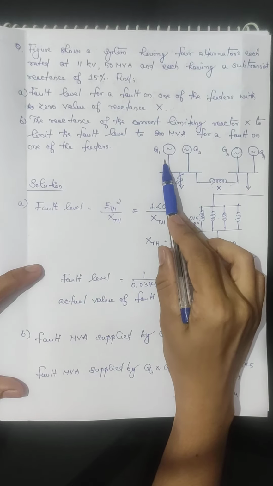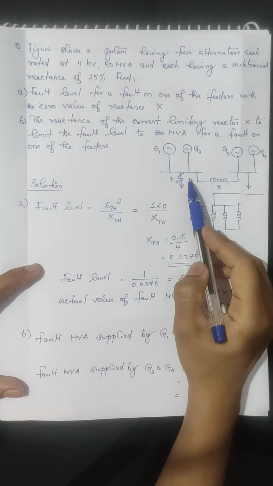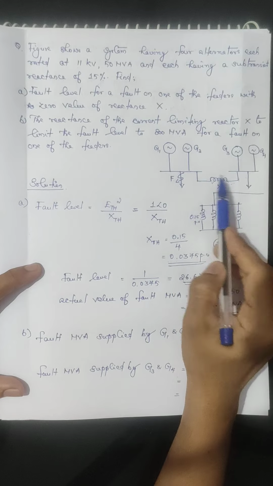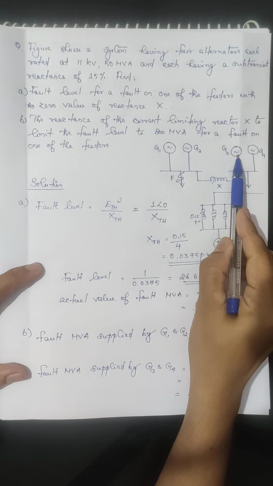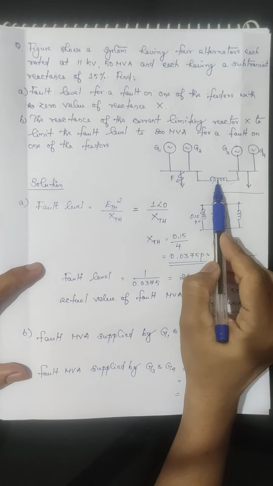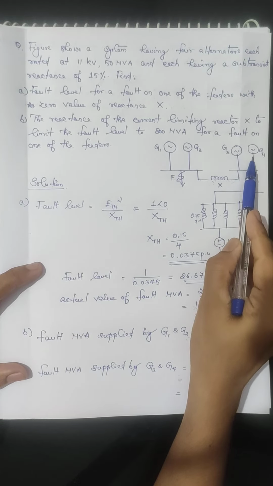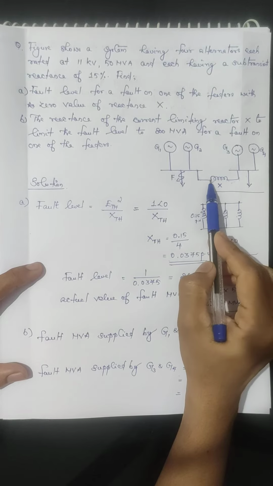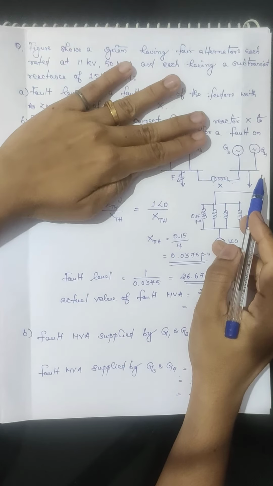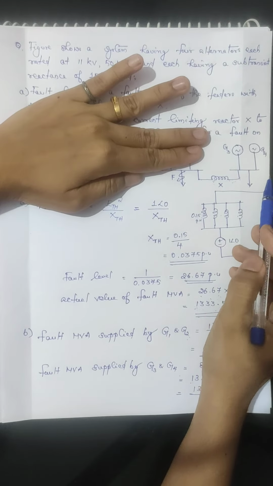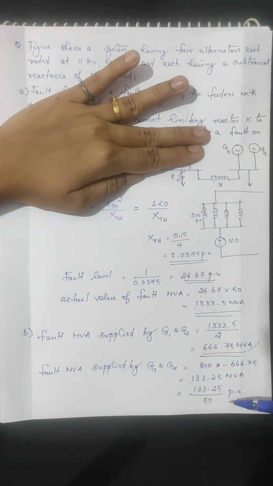We already know the fault MVA supplied by G1 and G2, that is this value. Now let us calculate the fault MVA supplied by G3 and G4. We know the apparent power from G3 will flow through the current limiting reactor X and then reach the fault point. Similarly, the MVA supplied by G4 also flows through the current limiting reactor and then reaches the fault point. So suppose G1 and G2 are not here, and we are considering the fault MVA supplied by G3 and G4 only. We know the value already.